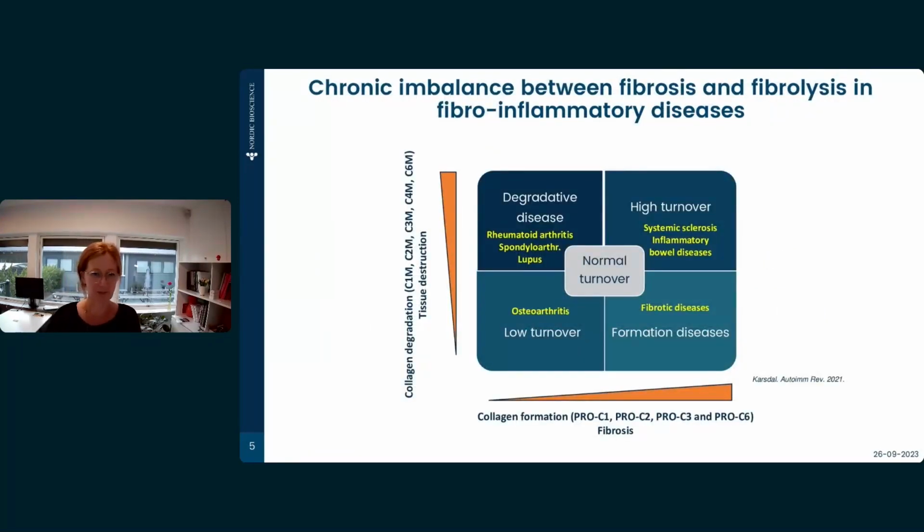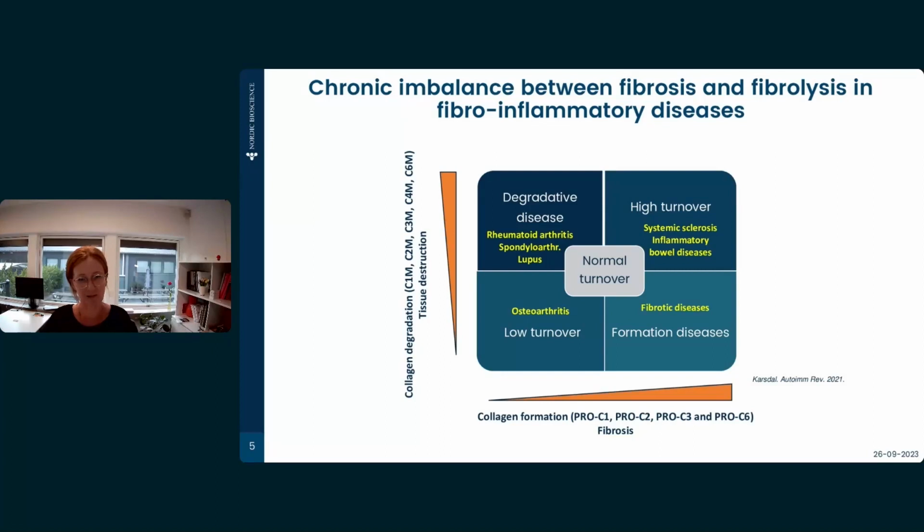We have been working for the last couple of years on how we can understand the patient by measuring some of these collagen fragments in blood. If we look at one axis here, we have fibrosis biomarkers, all the pro-collagens, which measure some kind of fibrosis. And the degradation fragments measure tissue destruction in some way.